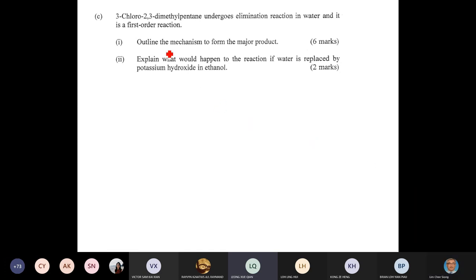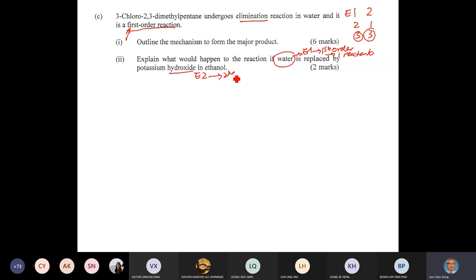To prove. Okay, so refer to here under the first order. First order for elimination, call the number out first: 1, 2, 3, then 2, 1, and 3. So this one refers to elimination. Both of them are the same, but they give you first order. First order refers to E1. So in case the question asks what will happen to the reaction if water is replaced by potassium hydroxide, starting with water, you know this refers to E1, then you go to E2. What's the difference between E1 and E2? E1 refers to first order, involving one reactant only. But now it changes to potassium hydroxide, which is E2, so you refer to second order. Then how many reactants are involved? Yes, two reactants.